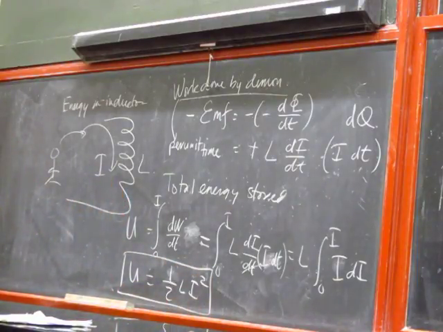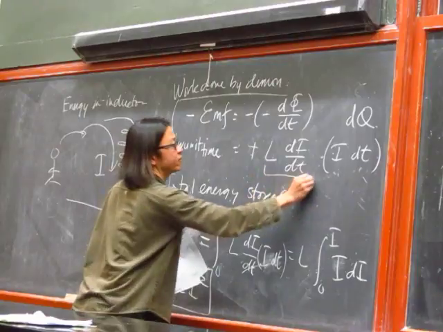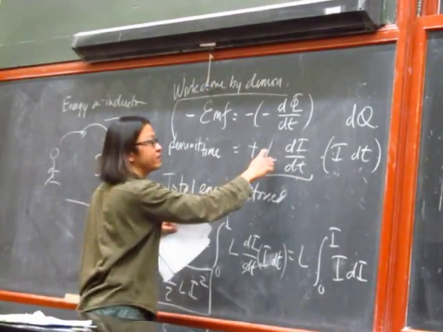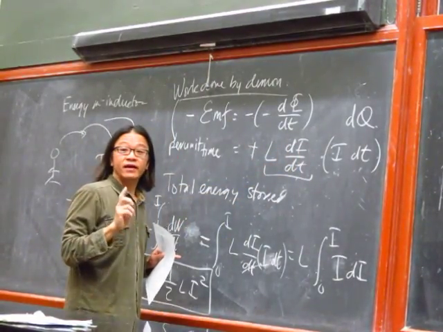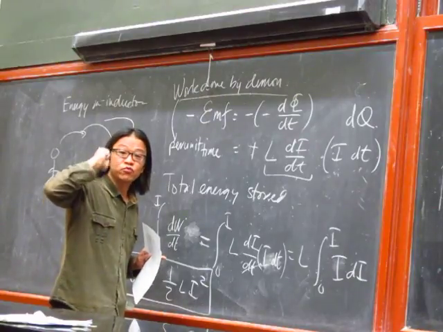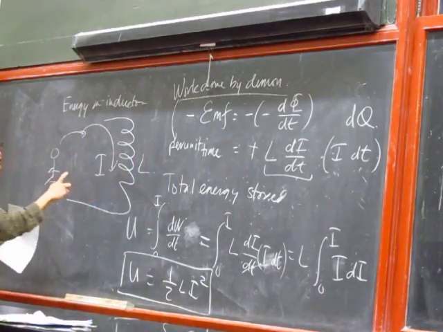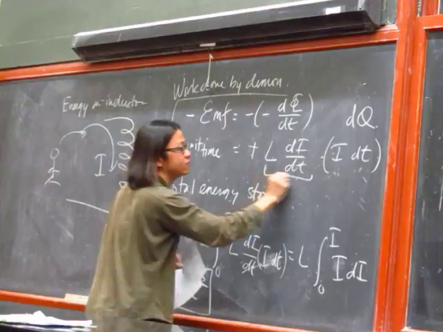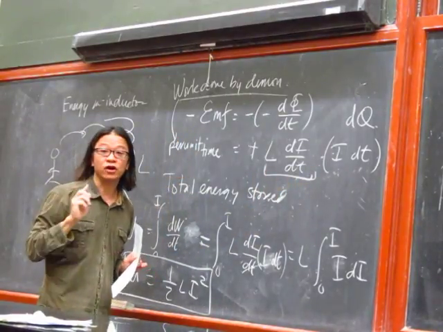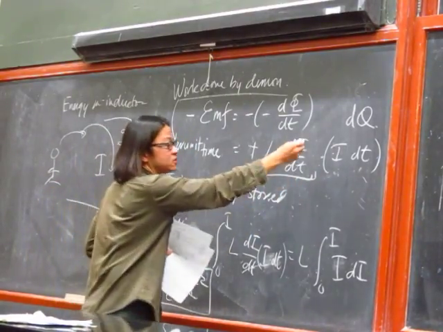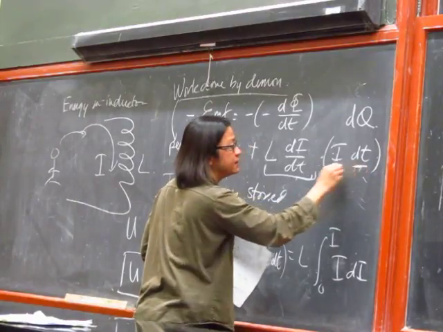Where does the di come from? No, the di comes from the back EMF, right? The back EMF is L di/dt. If I want to move a charge against the back EMF, what I have to do is L di/dt per charge. But you know that the charge flowing in time dt is I dt.